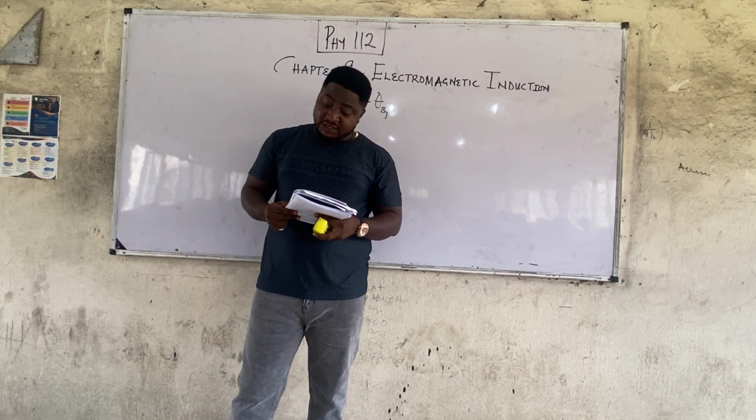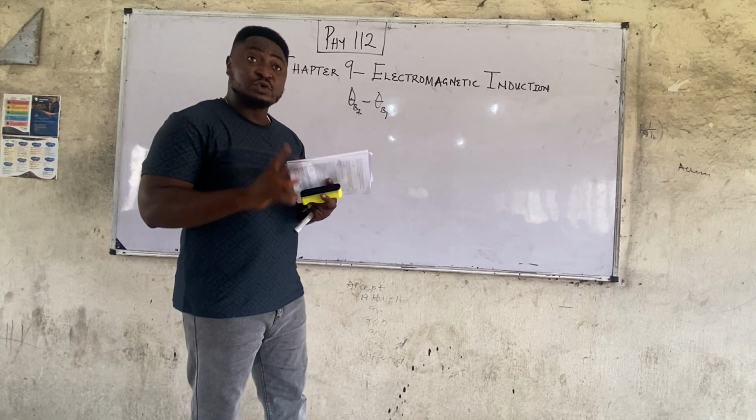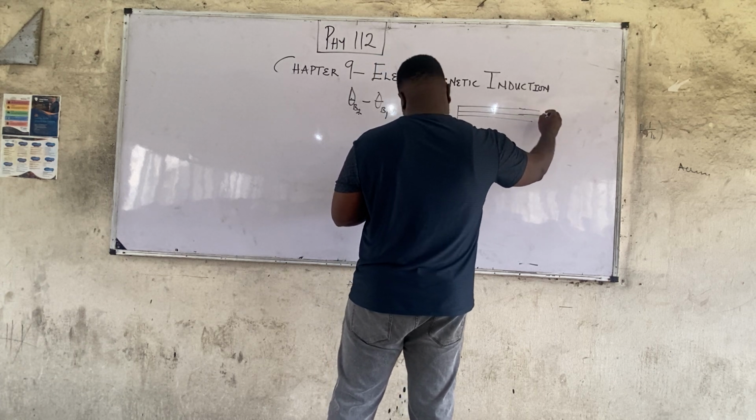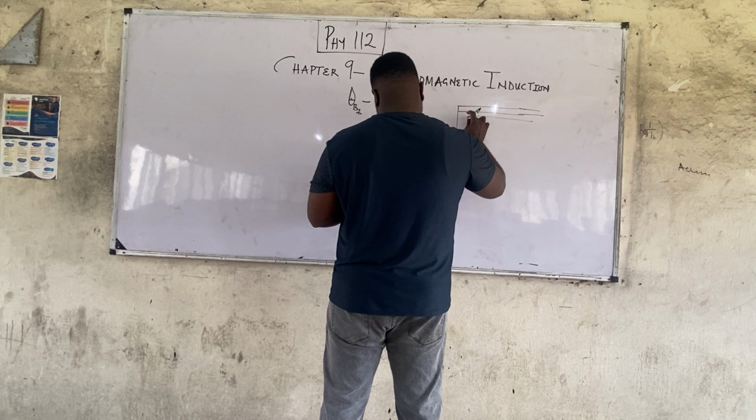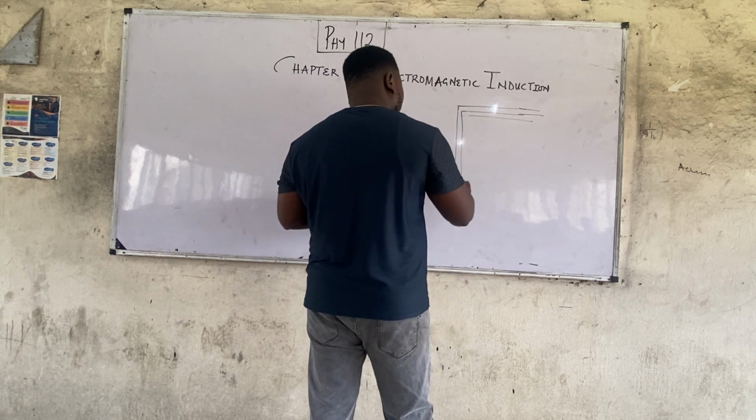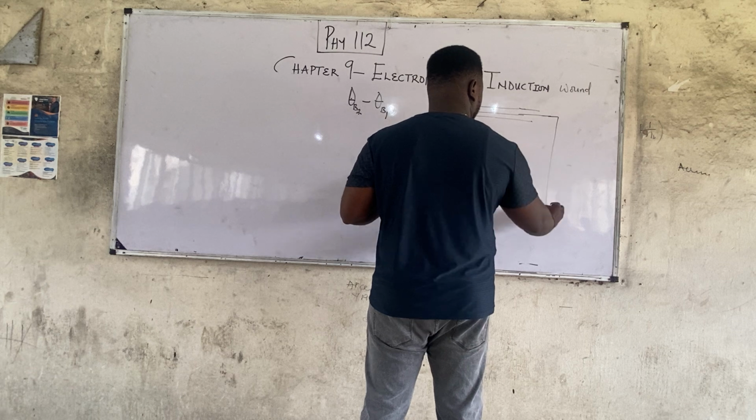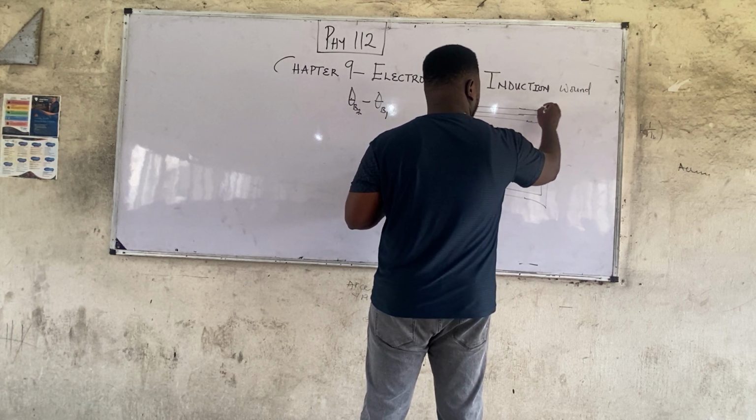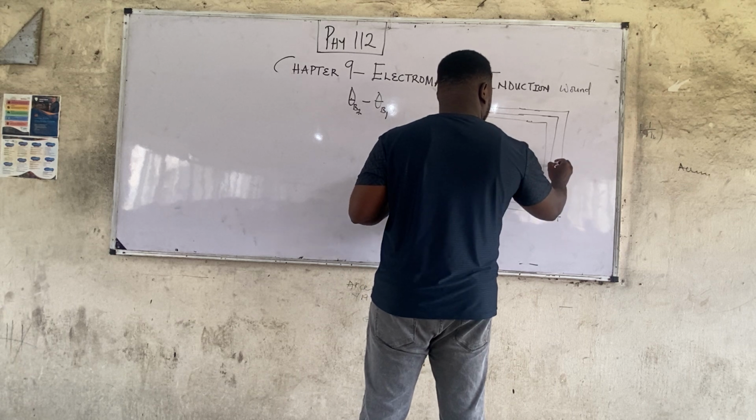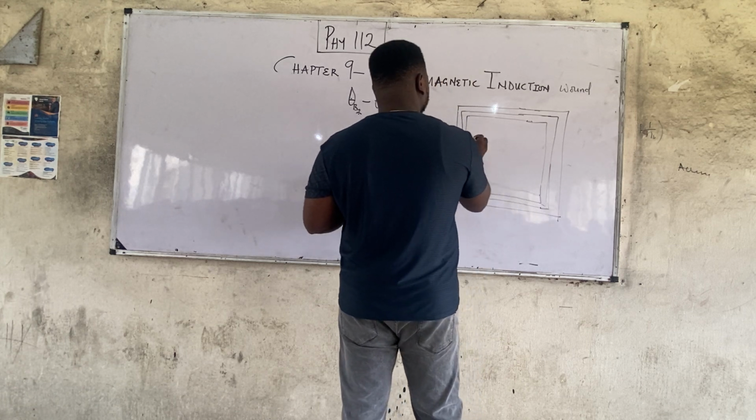The transformer consists of two separate coils that are wound, W-O-U-N-D, around a magnetic material.